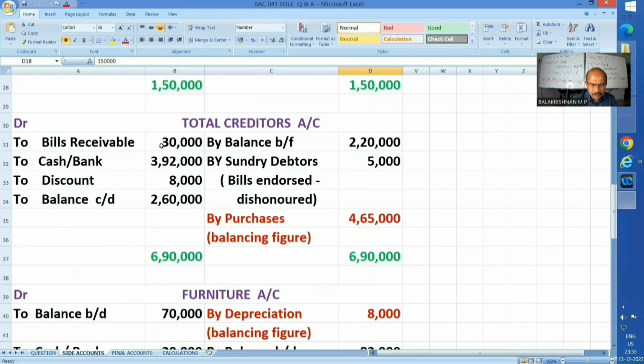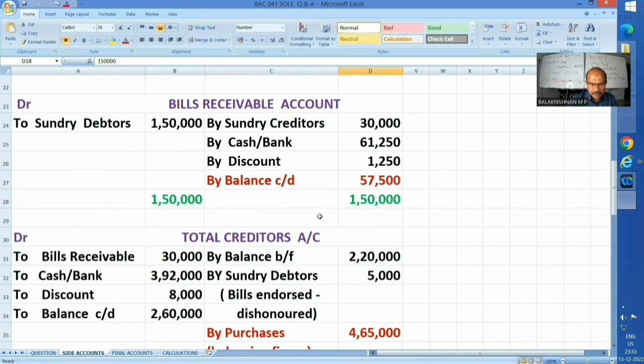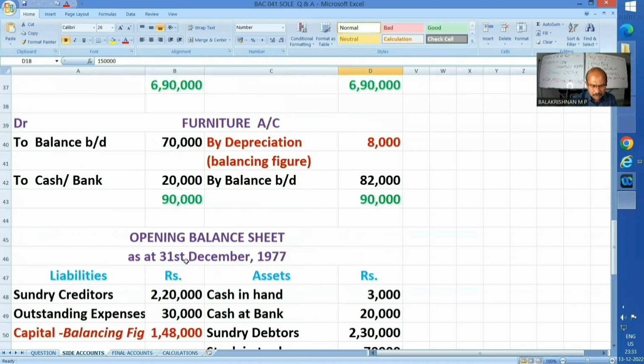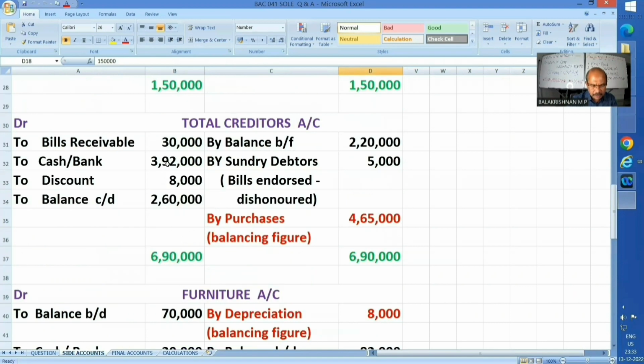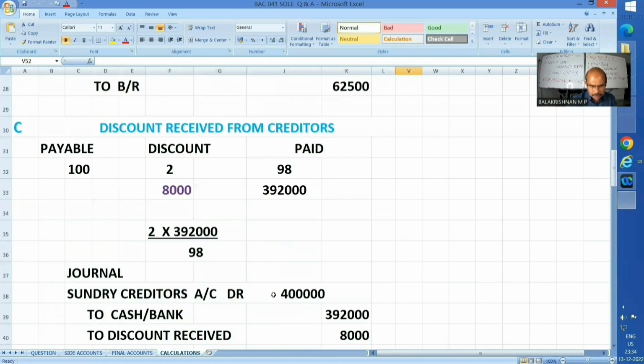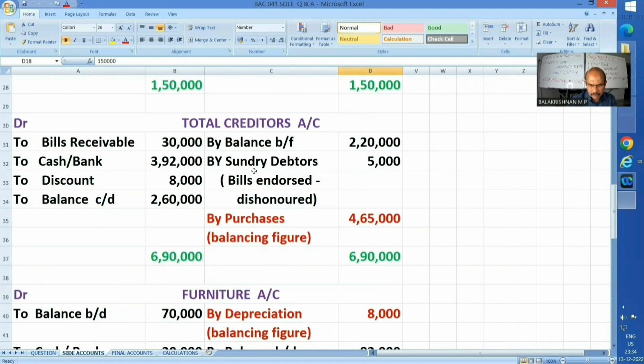And move to the creditors account. This I explained to you. Is it not? 30,000 corresponding figures, 30,000, right. Cash and bank, 3,92,000 and 8,000, I explained to you just now when I showed you the calculation. This is there, this is there. This is already explained. So the difference is purchase, and the creditors account stands tally.